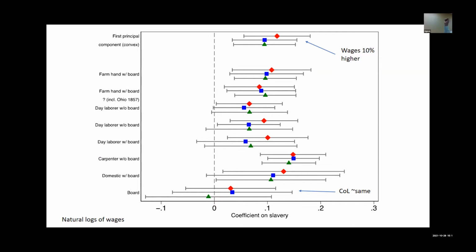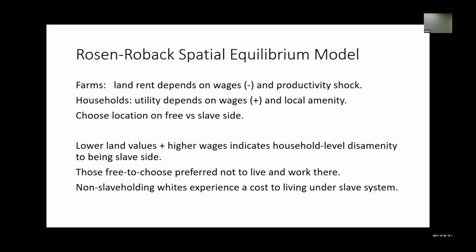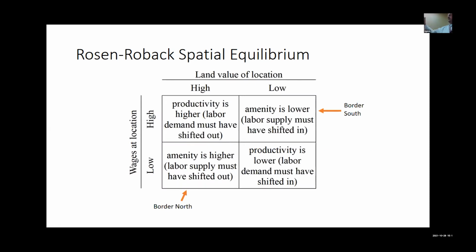So it's essentially, if you put it in a Rosen-Roback model, you've got lower land values and higher wages in the South. And what does that tell you? That tells you that people who are free to choose have to be paid more and get lower land values in order to live there. The free people do not want to be in that area. They have aversion to it. And so you can just basically say it could be productivity, amenities. There's some disamenity to being in the slave area for free people.